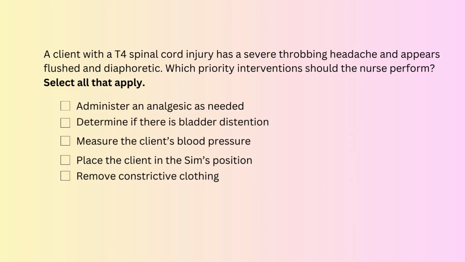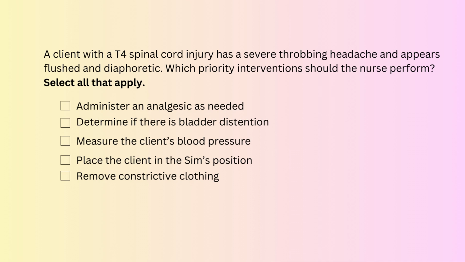A client with a T4 spinal cord injury has a severe throbbing headache and appears flushed and diaphoretic. Which priority interventions should the nurse perform? Select all that apply. A. Administer an analgesic as needed.